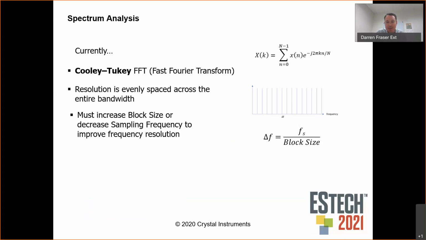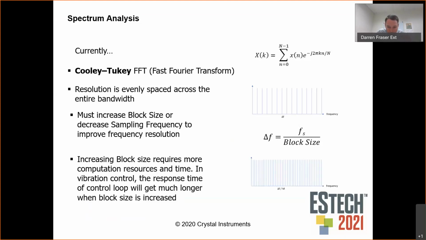So with all this in mind, where we're coming to this is, in order to improve the frequency resolution and to provide a smaller delta F, you typically need to either increase the block size or decrease the sampling frequency, or both, of which will result in two things. One, you have a longer amount of time to collect each block, or you have more computational resources that need to be provided to increase that sample rate and block size.